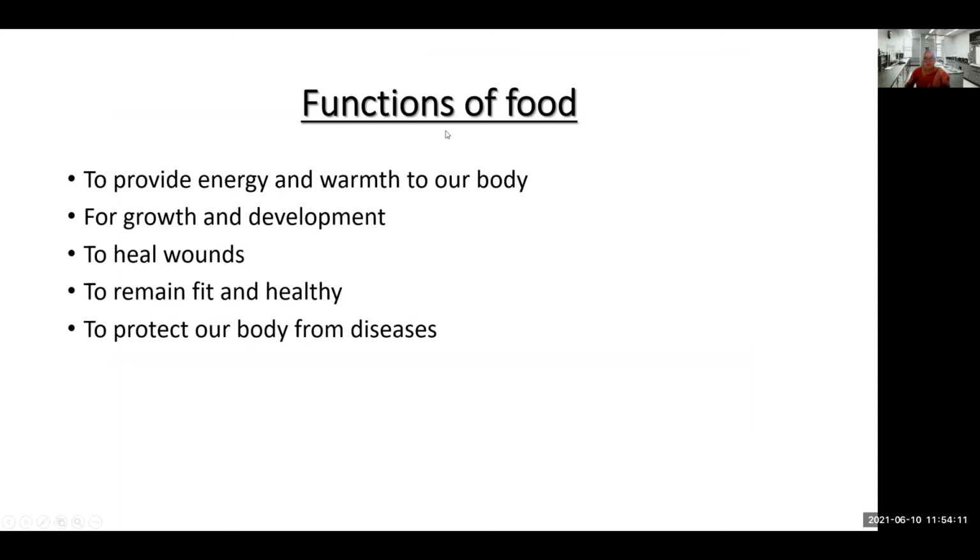Before that, what are the functions of food? I already told you food gives energy. Now what is the role of food? Why do we need food? What is the function of food? To provide energy and warmth.